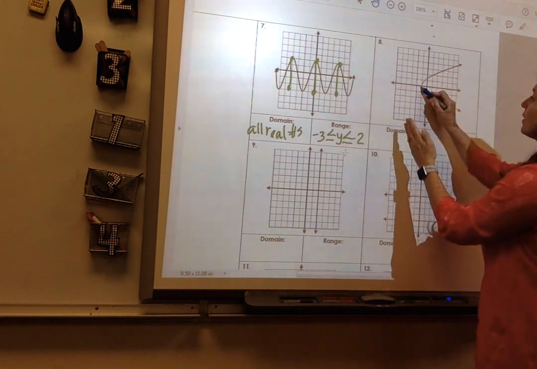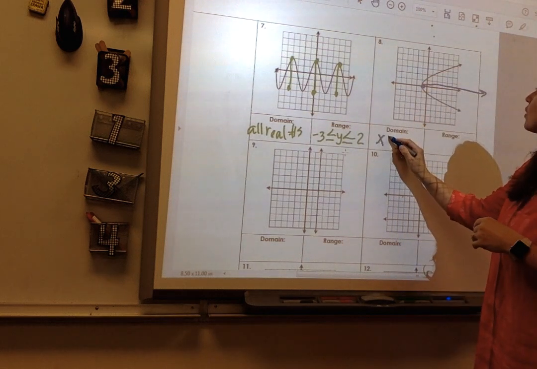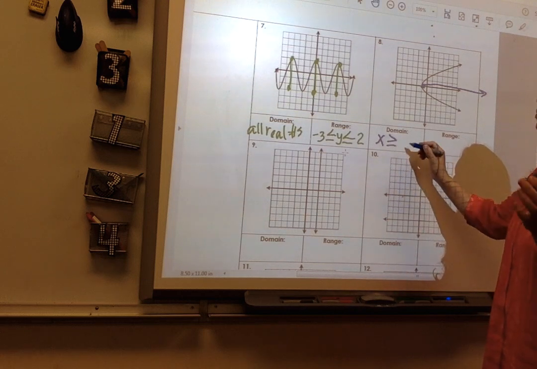Number 8, my domain. It doesn't go all the way left. It stops here, but it's going to go in that direction forever. So x is going to be greater than or equal to -1.